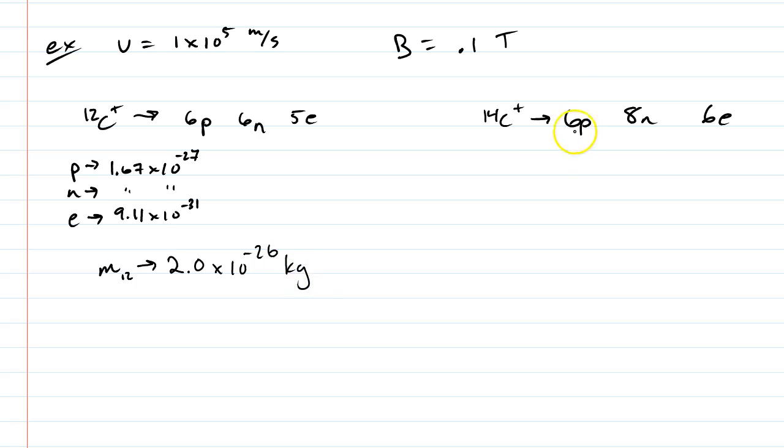So we're going to do the same thing here. We'll do 6 times the mass of a proton, 8 times the mass of a proton because they weigh the same, and then 6 times the mass of an electron. And when we do that, we're going to get a mass of 2.3 times 10 to the negative 26 kilograms. By the way, the mass of an electron is so small that it's actually not the electrons that are really changing the mass. What really is changing the mass is the extra 2 neutrons here.